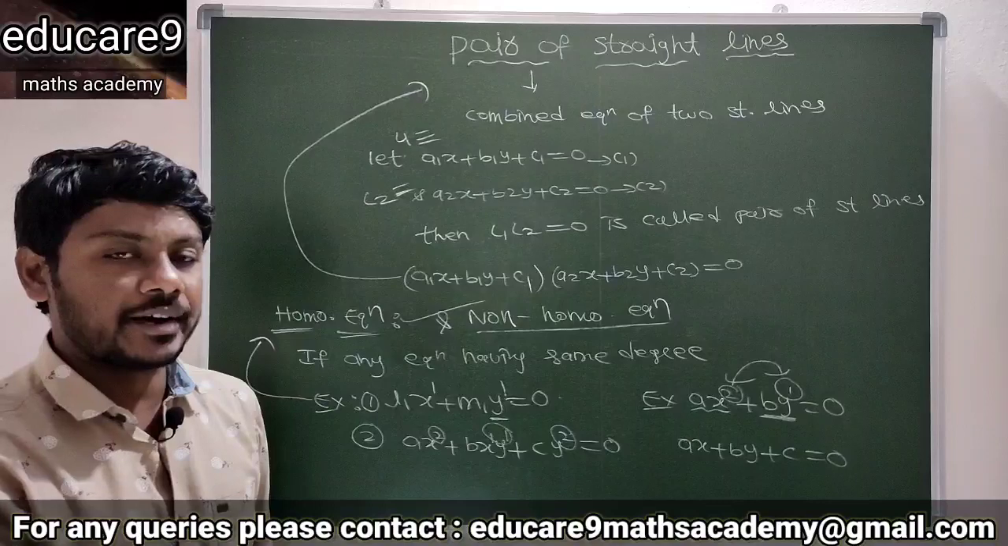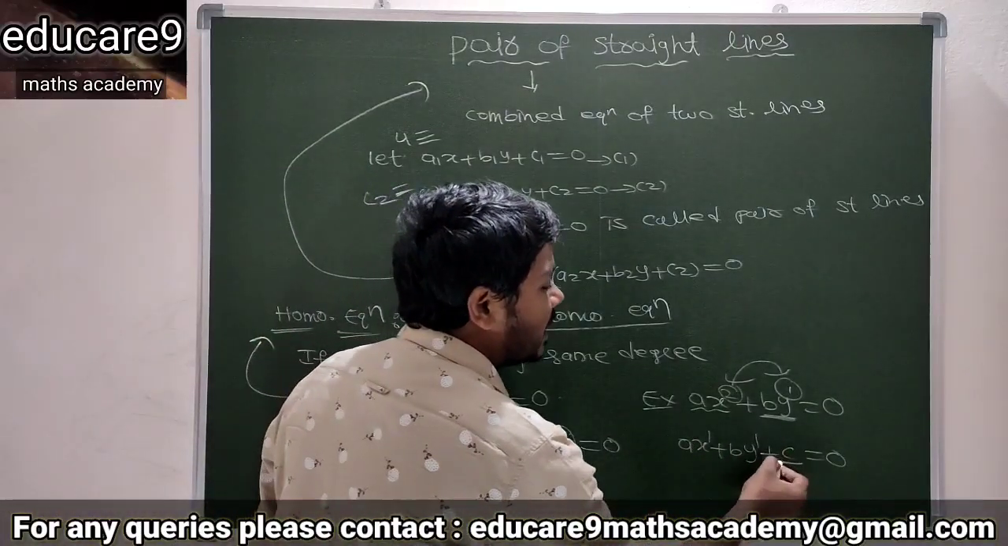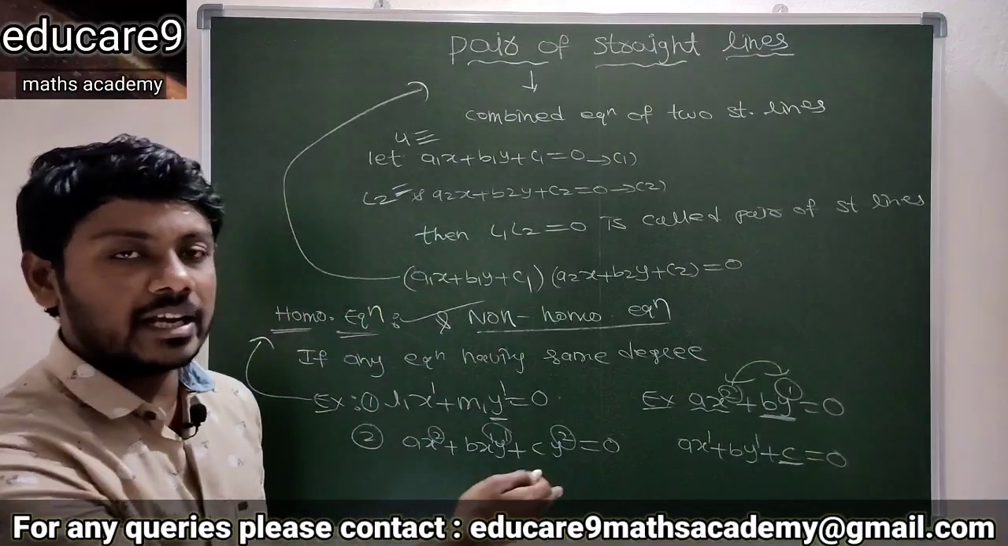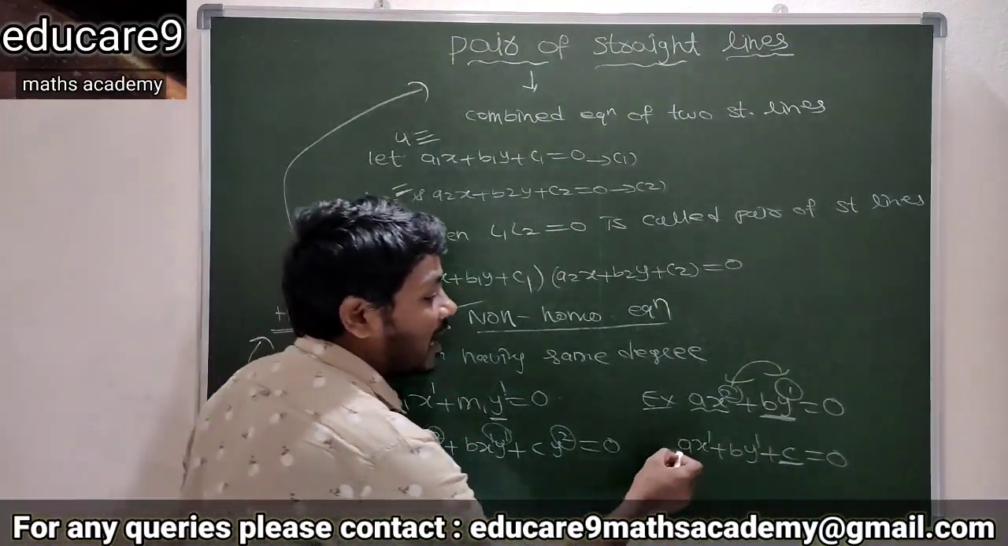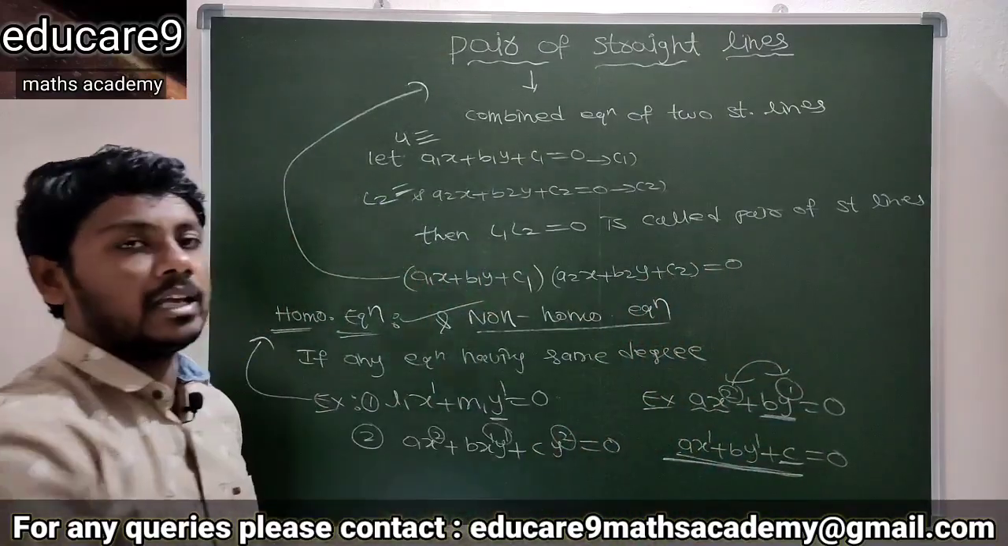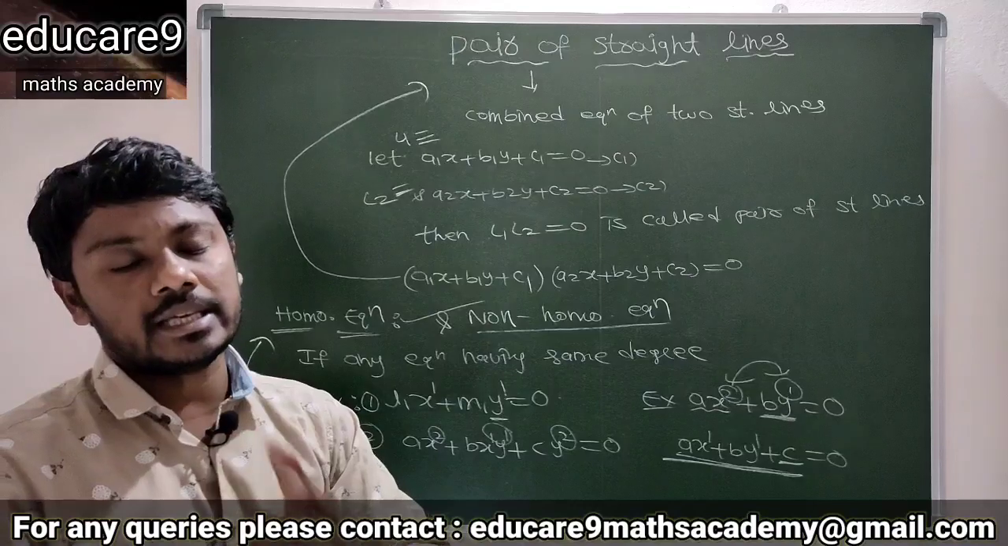Another example, ax plus by plus c equals 0. It represents a straight line. Here the degree of x is 1, the degree of y is 1, but the degree of c is 0. So this equation does not have the same degree, so it is called a non-homogeneous equation.